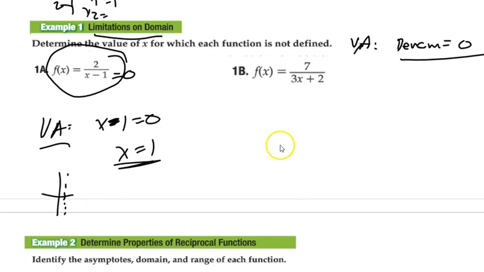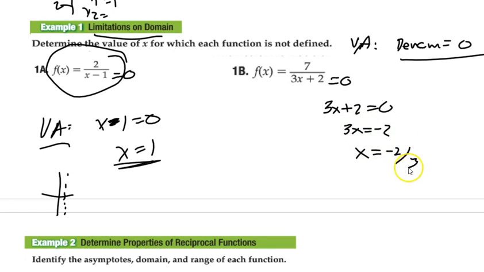That's the idea. Over here, same idea. Let's find out where the vertical asymptote is: set the denominator equal to 0, because you can't divide by 0. And you can solve it. And there's the limitation of my domain, also known as the vertical asymptote. x equals negative 2/3. That's the one number I can't plug in here, because I'll get a 0 denominator. If I graph it, I get a line like this.